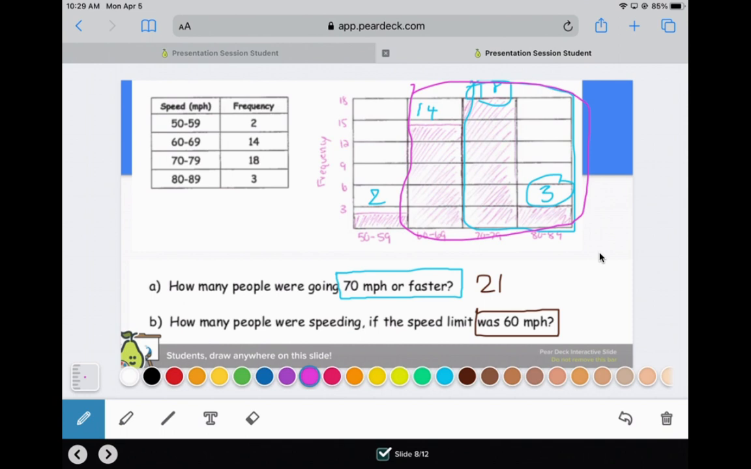So it's the same question like part A, but they changed the context a little bit. There was speeding, so instead of saying how many people go 60 miles per hour or faster, it was people speeding if the speed limit was 60 miles per hour. So it's the same idea. I add all of them up, 14, 18, and 3, so that gives me 35. Okay, so this one is tricky.